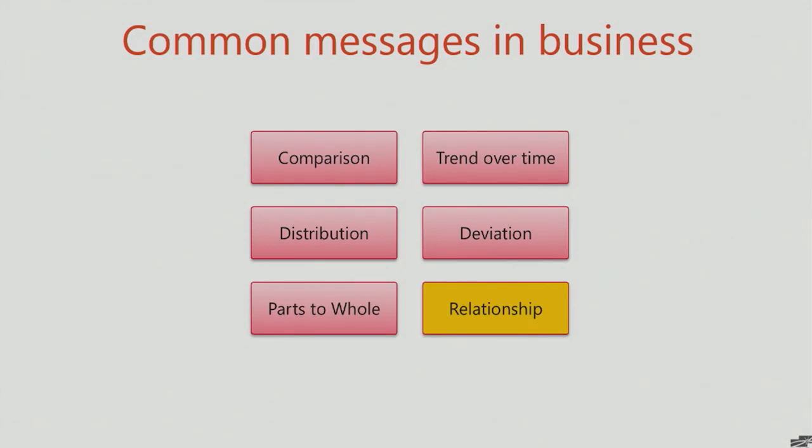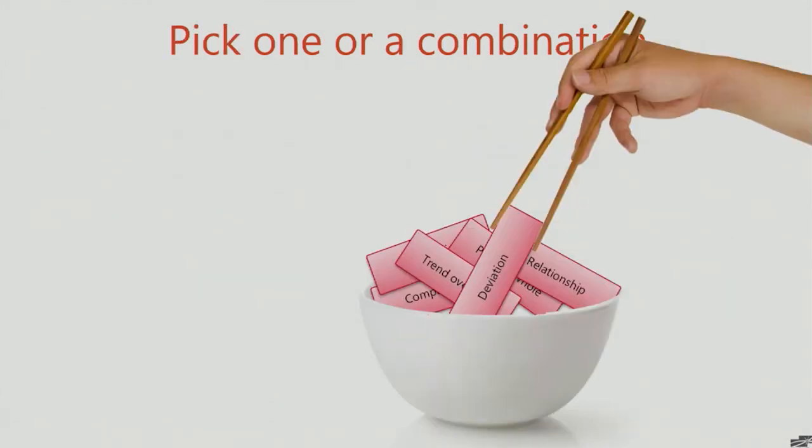So, when you want to create a chart, the very first step would be to pick one of those 6 messages. You can also pick a combination of messages. You could say, I want to explore trend over time with a focus on deviation, or I want to understand parts to whole, but compare one part with another. So, we can pick one of the 6 messages or a combination of those 6.